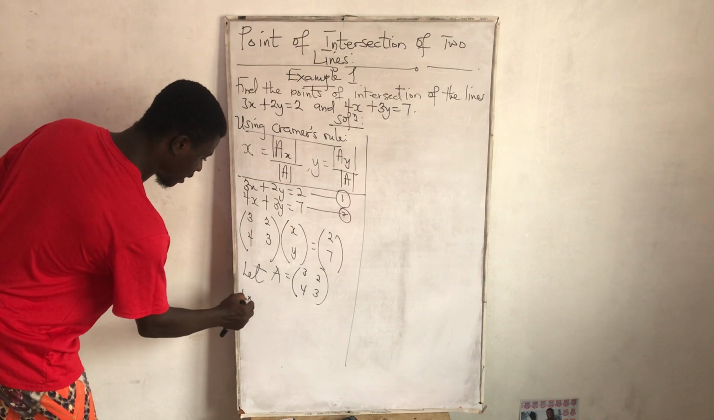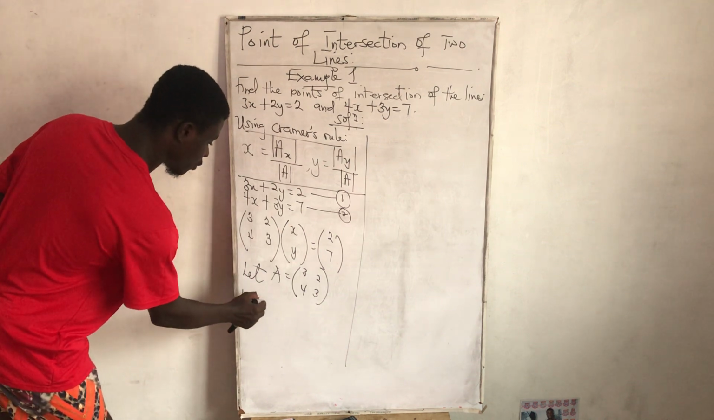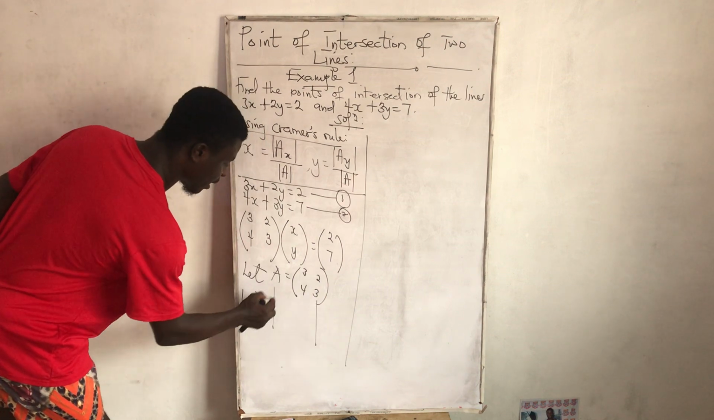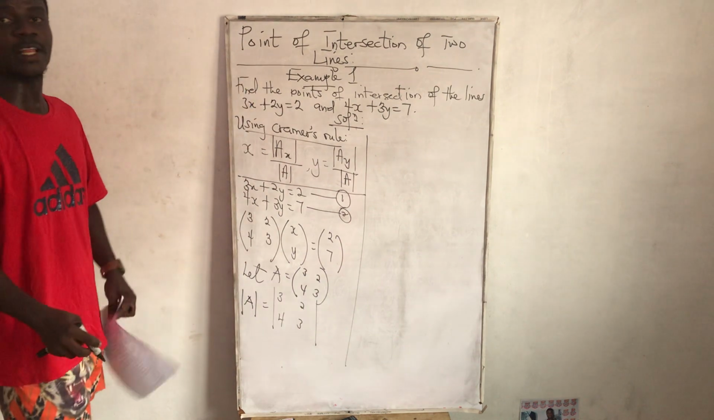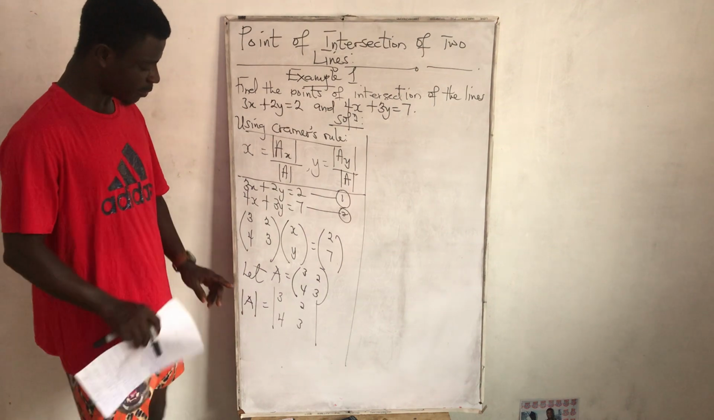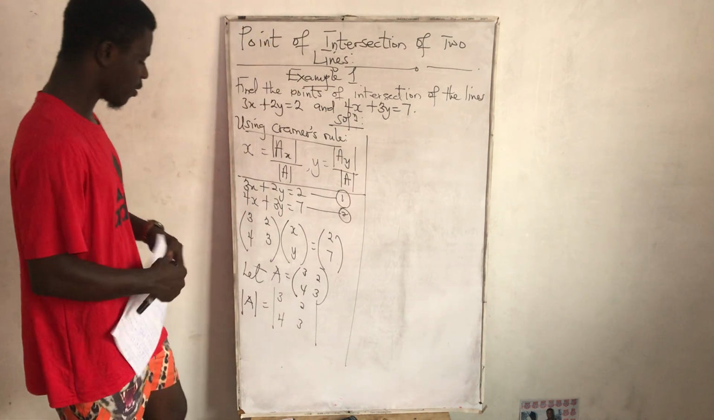The determinant is written with those 2 bars, right? So the 2 bars is the determinant of A. Then we do something like that: 3, 4, then 2, 3. It means we are finding the determinant of this matrix. Now, how do we find the determinant? That's our first diagonal. We multiply our first diagonal here.